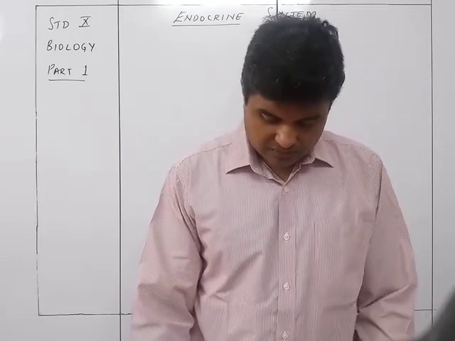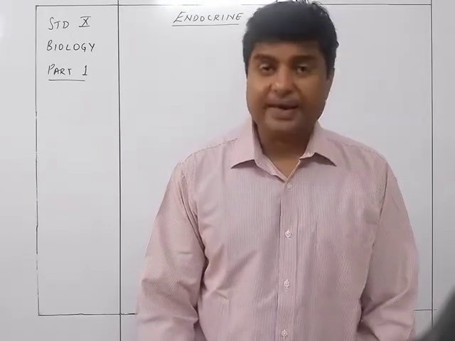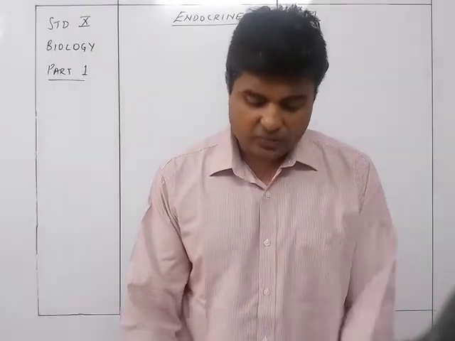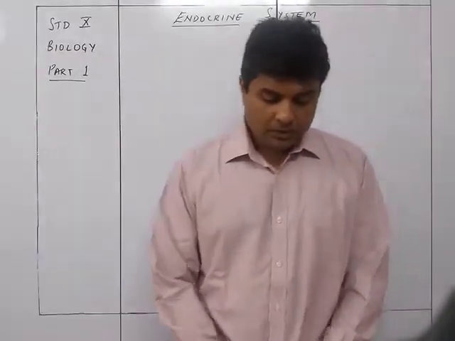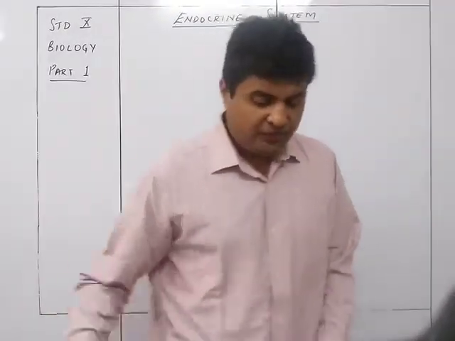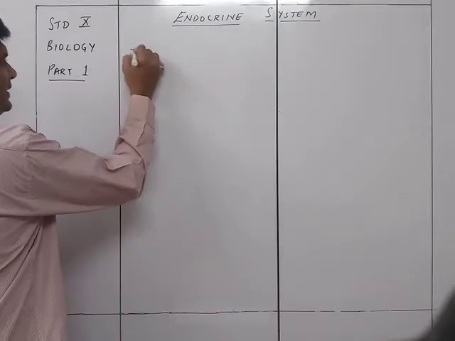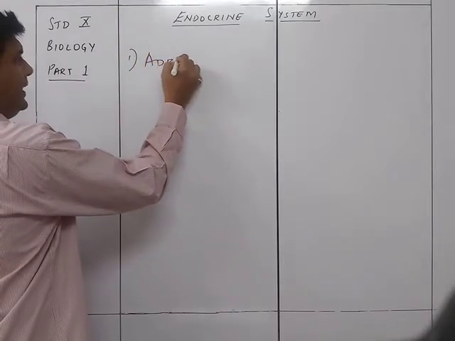All the things are very much clear in the diagram itself. Okay. We now start with the first gland, that is the adrenal gland. So adrenal gland, if we see it this way, the first one is adrenal.